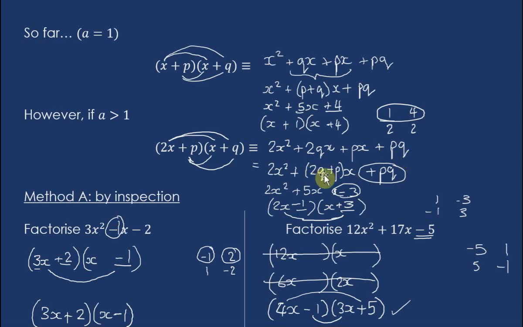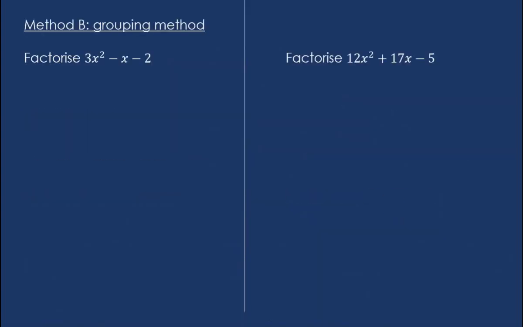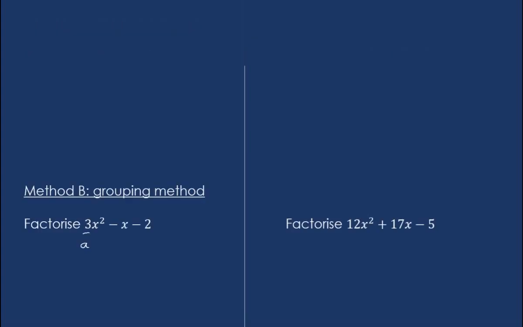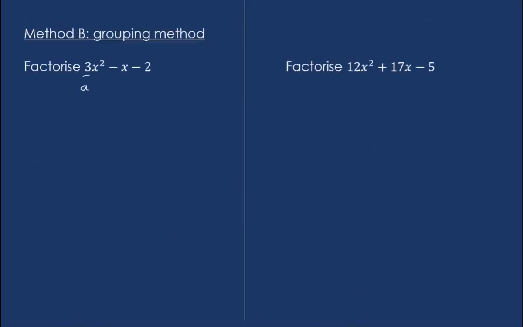But we didn't have just p plus q as the coefficient of x. So what we're going to do on these ones is rewrite this. Now, this number here is a. Okay, so in our general way of writing quadratic, the number in front of x squared is a, the number in front of x is b, and the number on its own is c. So if we write out what these are, the 3 is a, the b is -1, and c is -2.